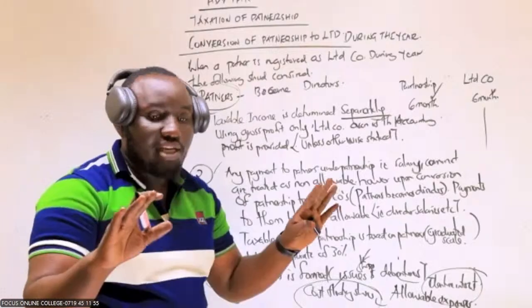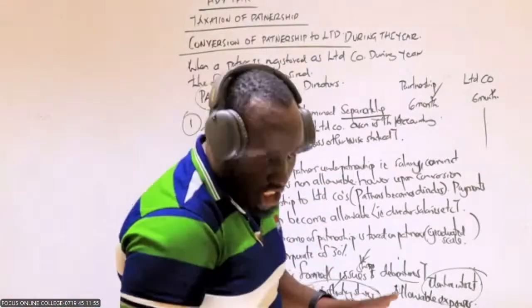Give me a yes if together. Those costs are essentially what we call allowable expenses.